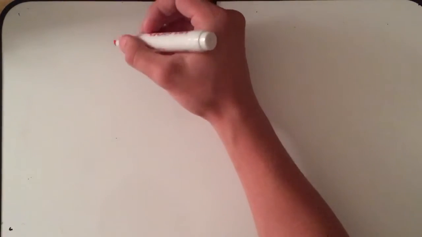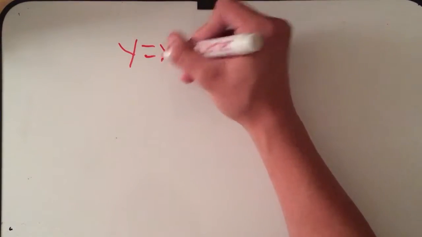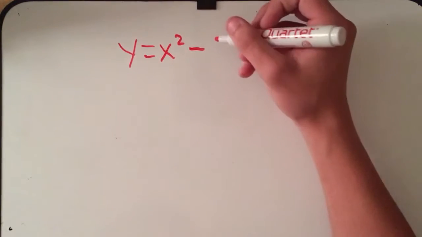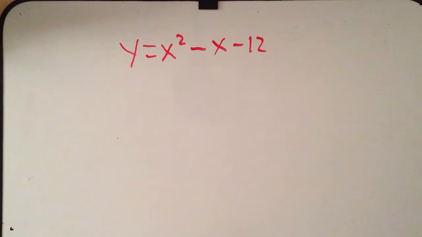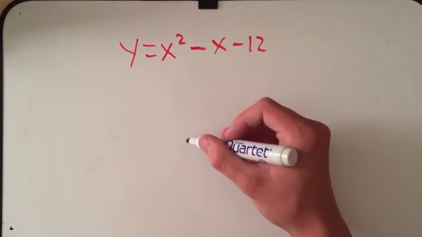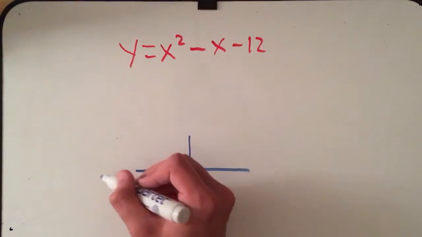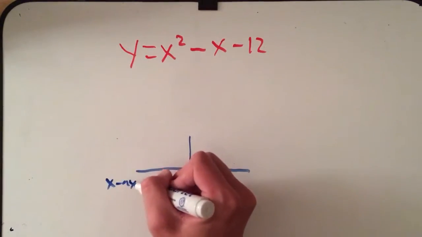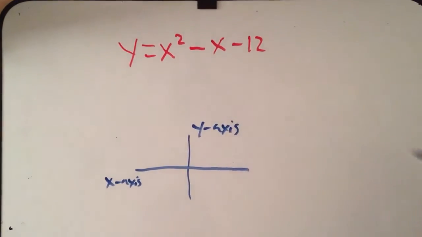So say we have y equals x squared minus x minus 12. So to understand this right here, what we're going to do is go ahead and draw a little graph down below right here. And this is the x-axis, and this is the y-axis. Okay?